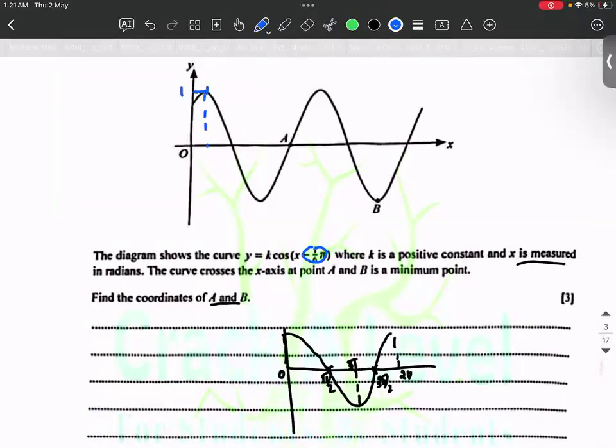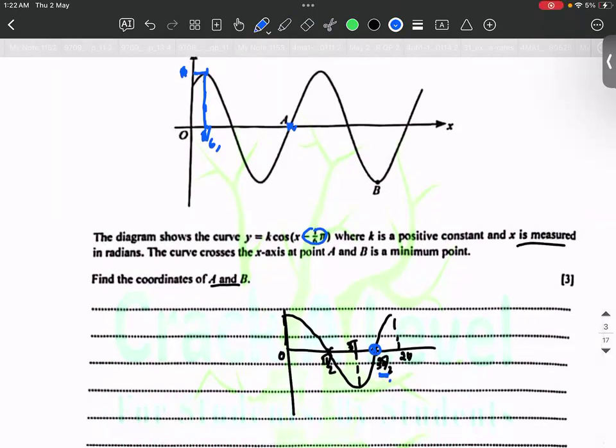So this point is shifted, and the maximum point will now happen at pi by 6. Okay, so a corresponding change will happen for the rest of the points. This is actually the second intersection point on the x-axis. So this point corresponds to 3 pi by 2. This 3 pi by 2 point is shifting pi by 6 units to the right.